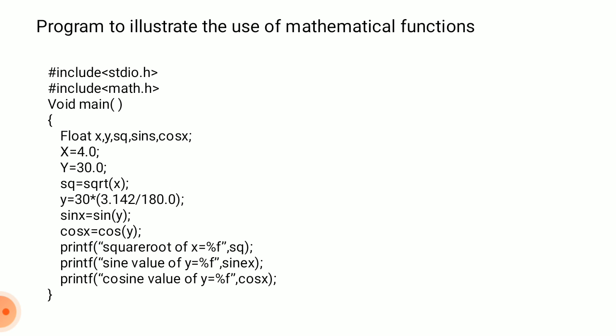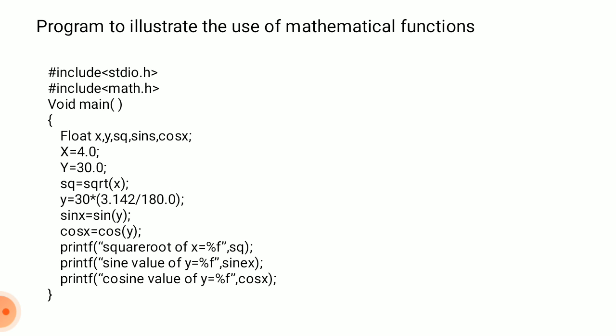So in void main, in the function, x, y, sq, sin x, cos x. These variables are declared as float. And I have initialized x and y values to 4.0 and 30.0 respectively. Now just perform the operations, that is square root, sine and cos.